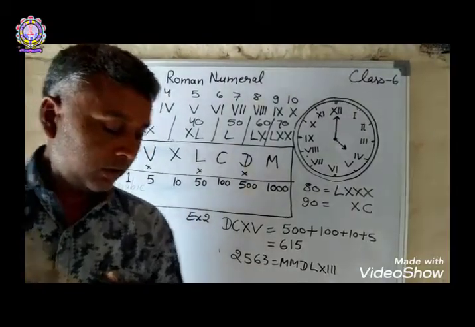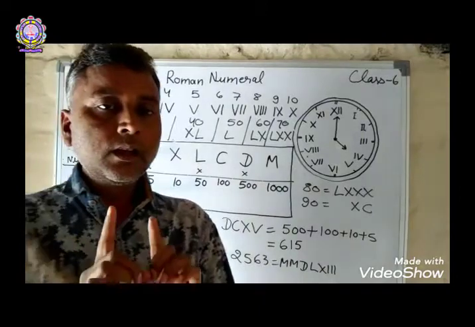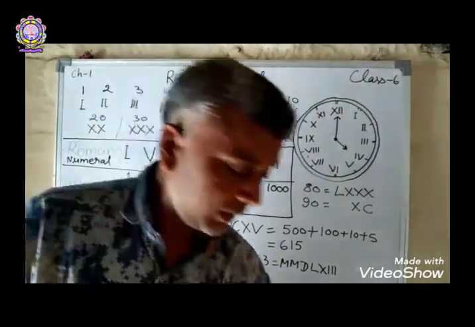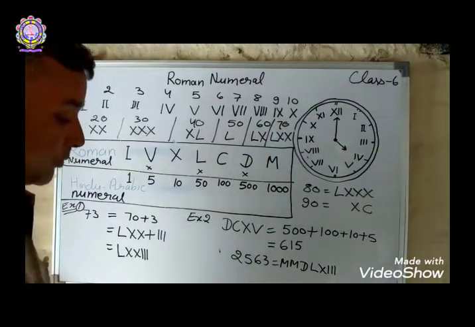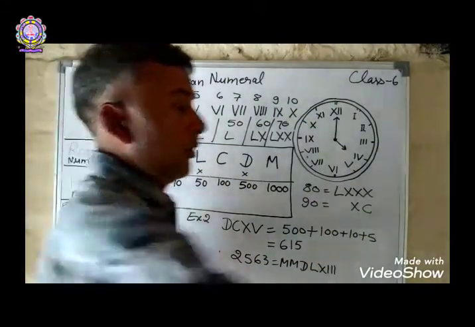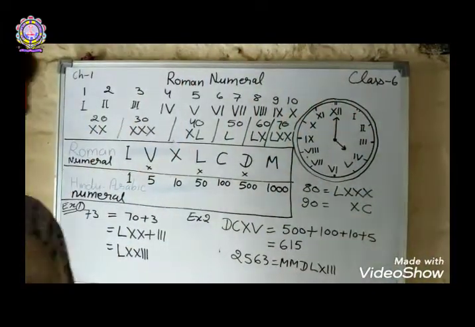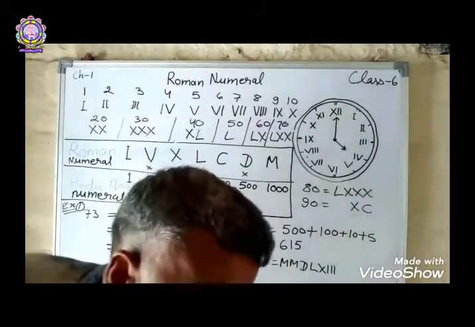So now, your homework: write the counting from 1 to 100. How much? 1 to 100. And do exercise 1.9. I will show you.